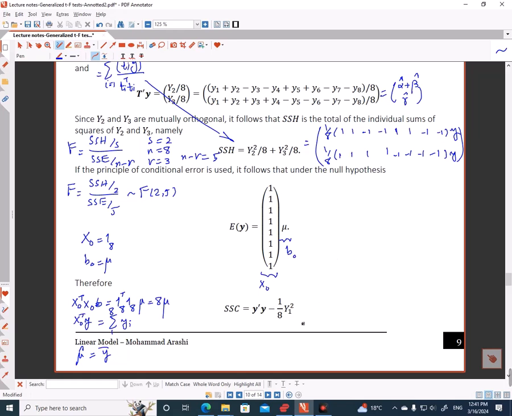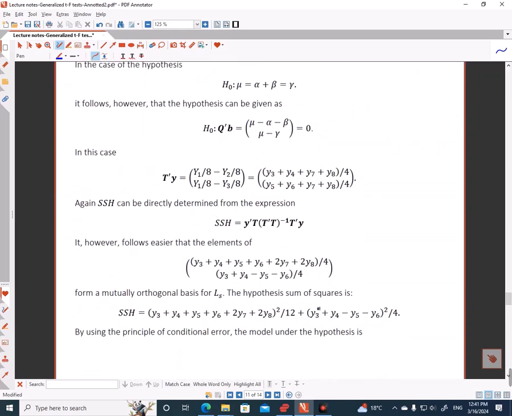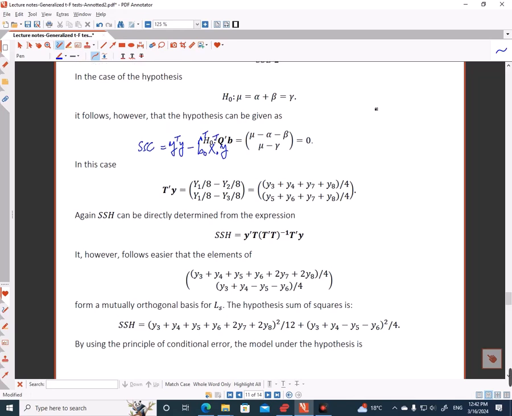Once again, let's consider the SSH. For your SSH, it is of course the SSC, the conditional error sum of squares. The conditional error sum of squares, you can compute it as, sorry, it's the total sum of squares, which is y prime y minus b naught hat transpose x naught transpose y. But if I go back, first of all, b naught hat is mu hat, and x naught transpose y is nothing more than 8 mu hat. So I can write it as y prime y minus 8 mu hat squared.